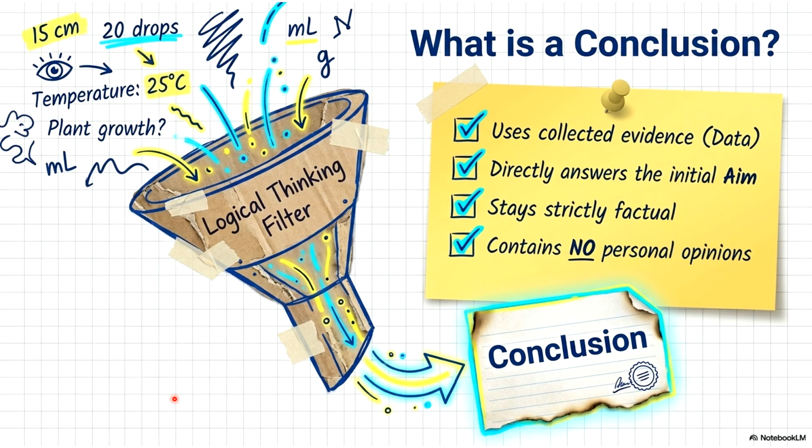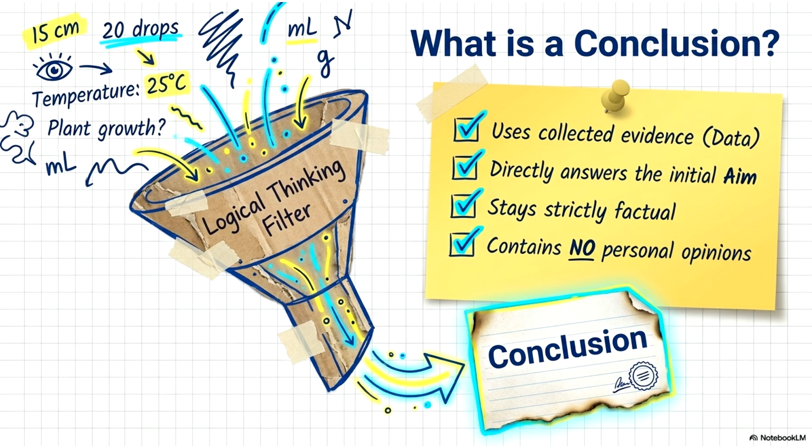A conclusion is the answer to the investigation question. Scientists look carefully at all the data they collected. Then they use the evidence to explain what they collected. A good conclusion uses facts and data, answers the original question, stays clear and truthful, and does not include personal opinions. Scientists let the data help them find the answer.